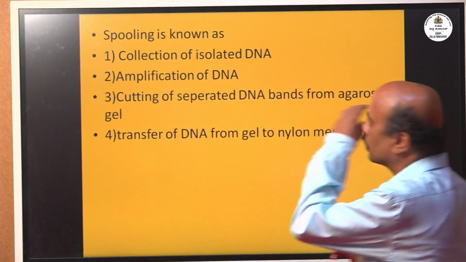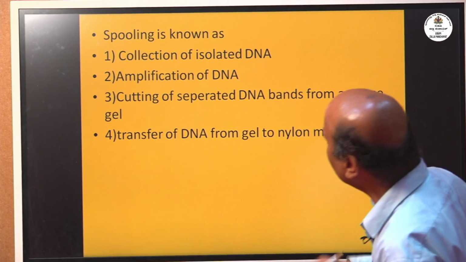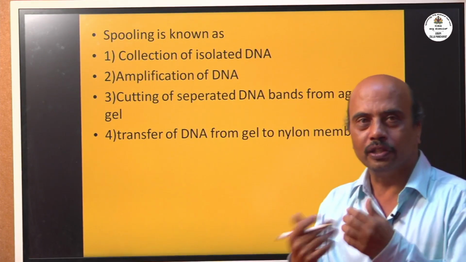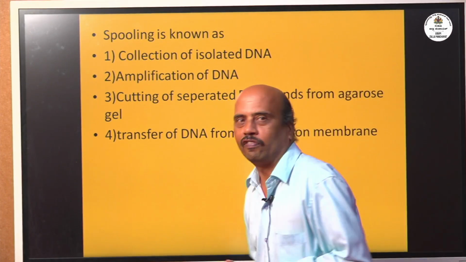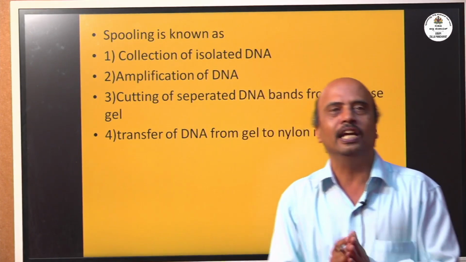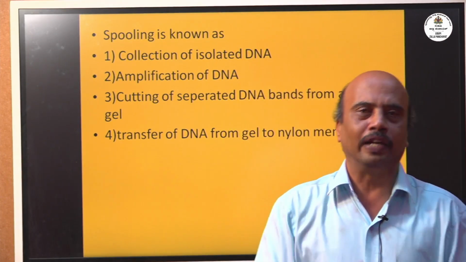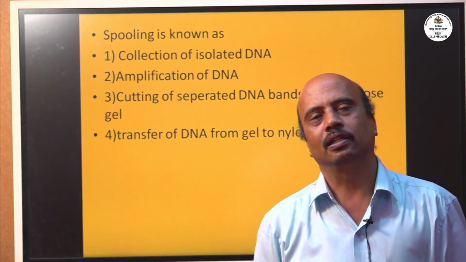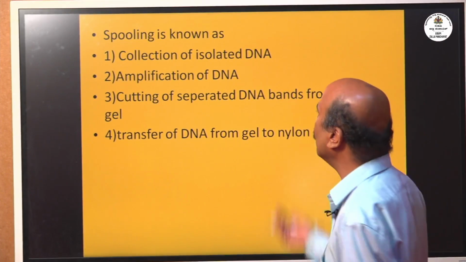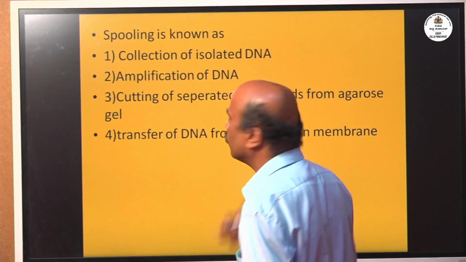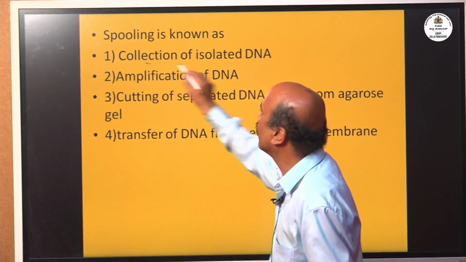Next, spooling. Spooling means it is the collection of isolated DNA. First option, collection of isolated DNA, that we do whenever we isolate the DNA from the choice organism. Spooling means the collection of isolated DNA. So this is the correct answer.